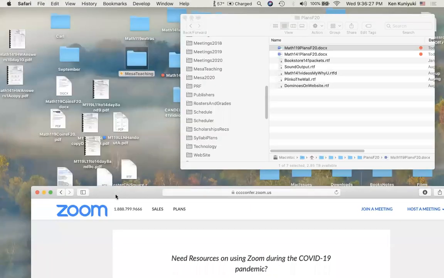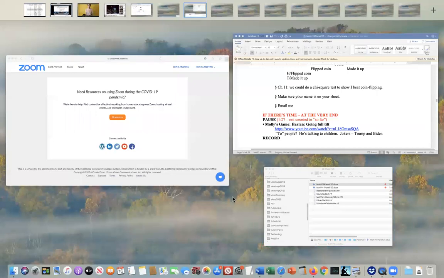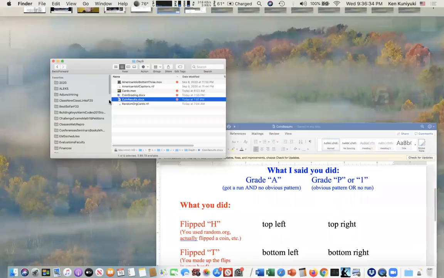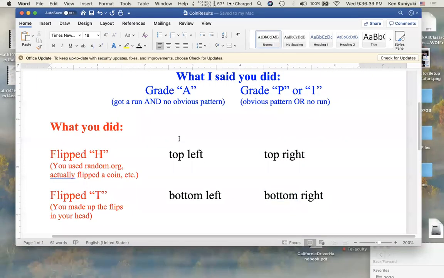Okay, let me get my grading sheet again. The coin results. Here it is. So now put yourself in this grid. If you took that first coin and you actually got heads, that means that you went to the website or you actually flipped the coin. That's in red. If you flip tails on that first coin, then you made up the flips in your head. You tried to fool me. You tried to simulate 100 random flips. In blue, this is what I said you did.